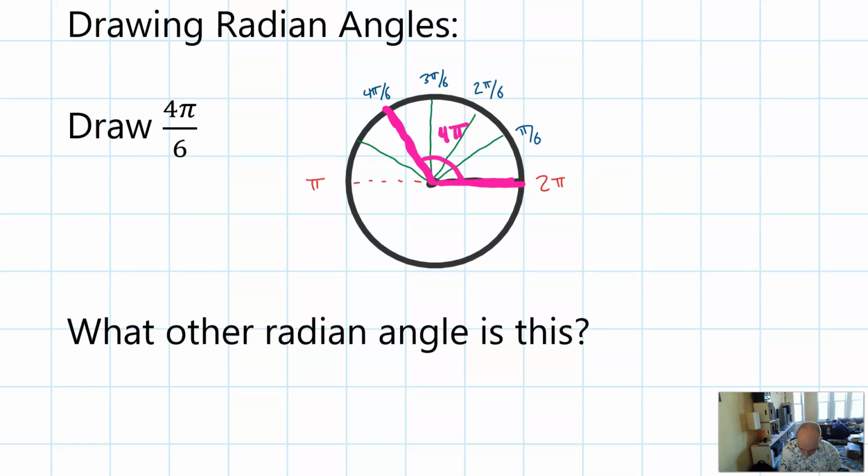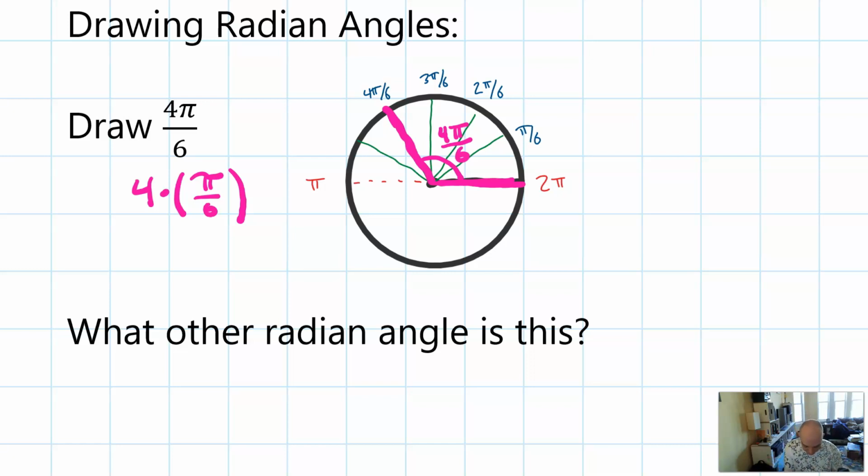4 pi over 6. It's saying draw 4 slices of pi over 6 size. So think about this as 4 times that basic slice of pi over 6. I wrote below, what other radian angle is this? So one nice feature of radians is to say that I had 4 pi over 6.